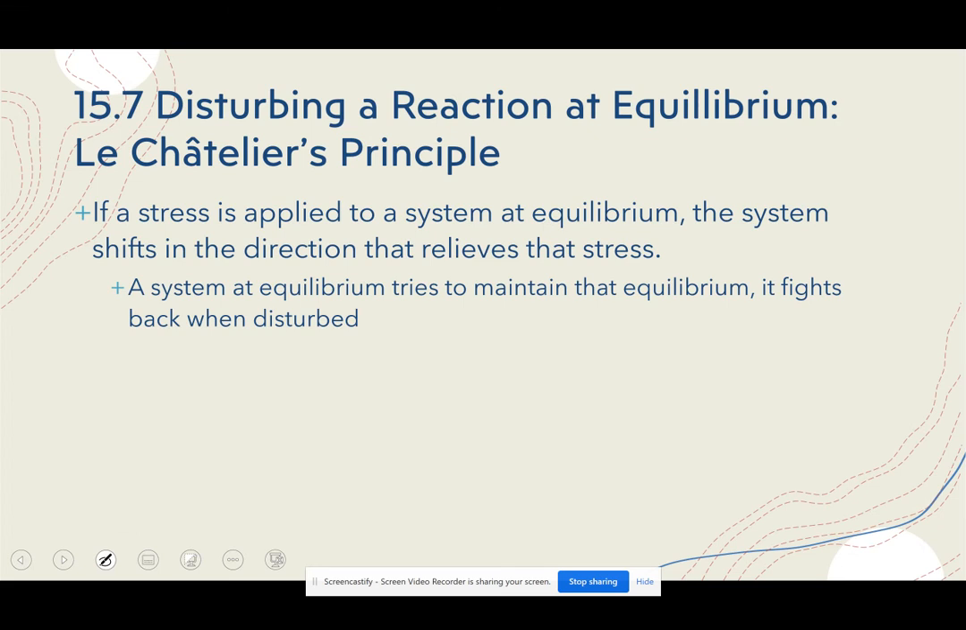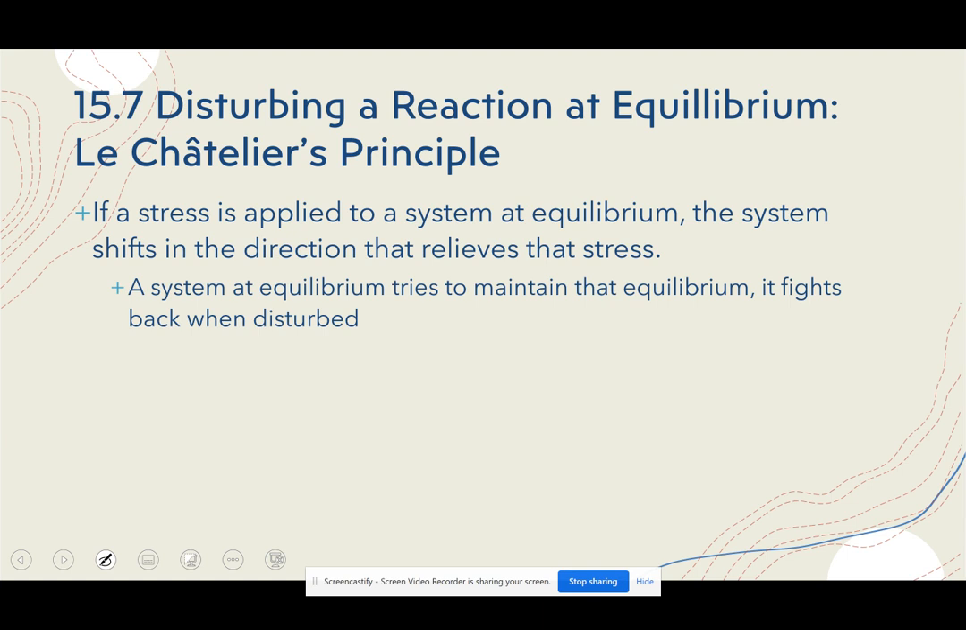Le Chatelier's principle applies to a system that is already at equilibrium. So the rate of the forward reaction equals the rate of the reverse reaction, and the concentrations of reactants and products don't change. Le Chatelier's principle states that if I then stress that system that's at equilibrium, the system shifts in the direction to relieve that stress. So if I apply stress to a system that's already at equilibrium, it will do what it needs to do to get back to equilibrium.